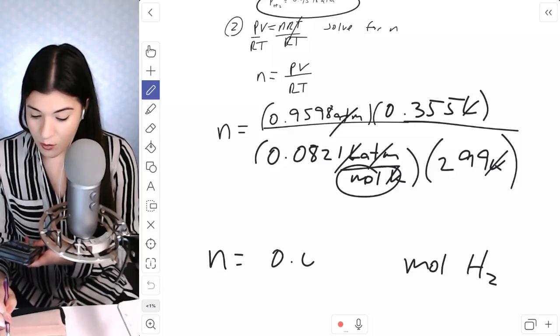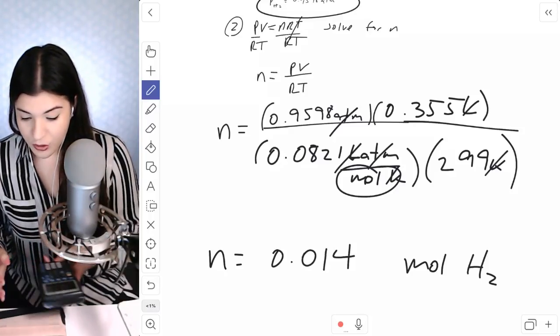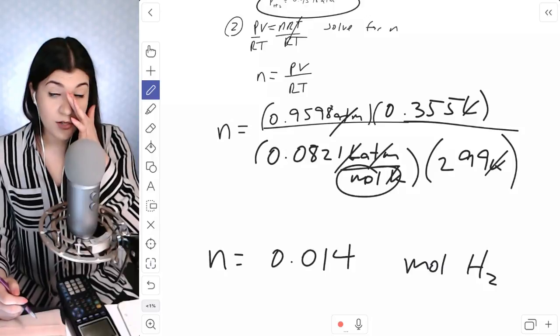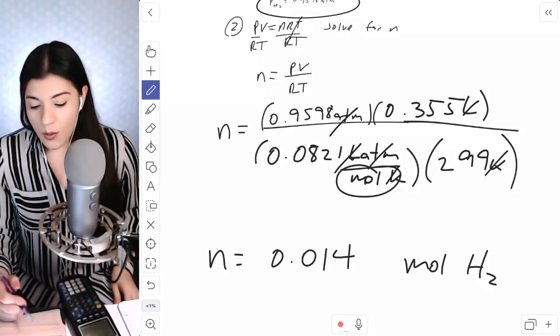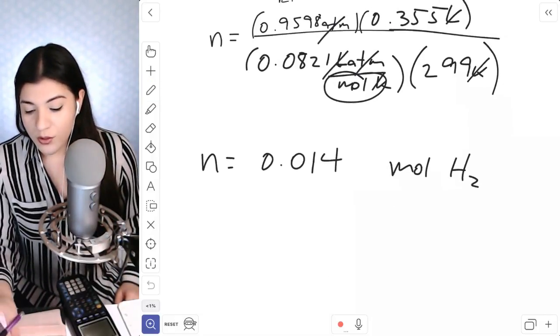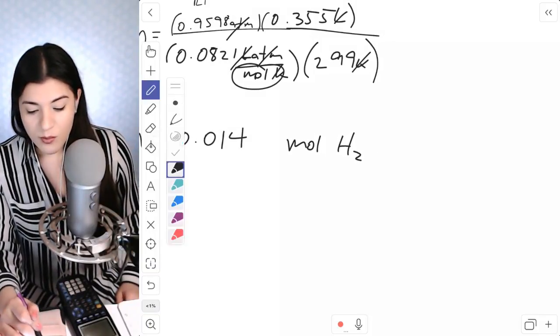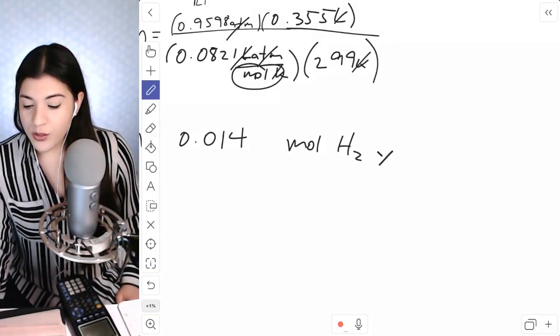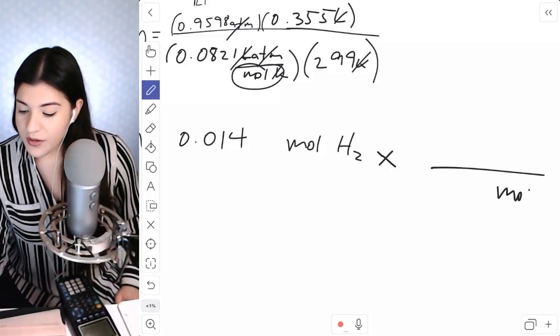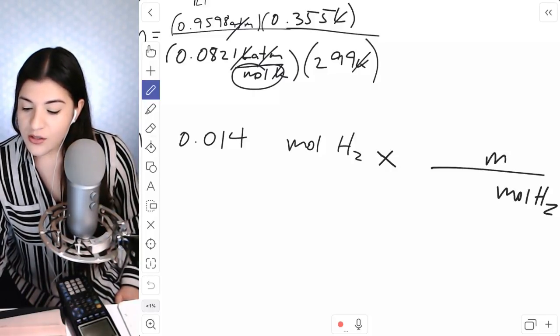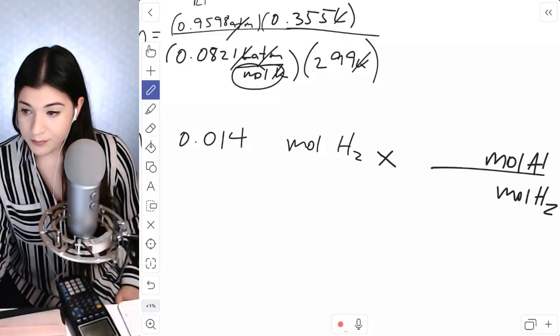That gives us 0.014 moles of H2. So now, using the balanced equation that they gave us, we have to figure out how many moles of aluminum there are. We have the moles of H2, so we're going to do a mole to mole ratio. Moles of H2 would go on the bottom, and on top would be moles of aluminum.